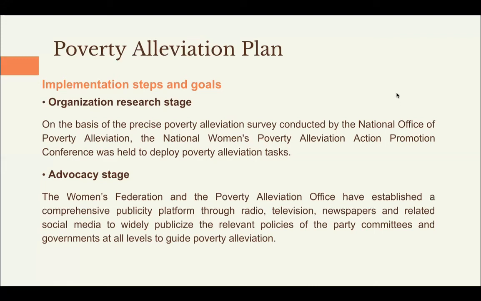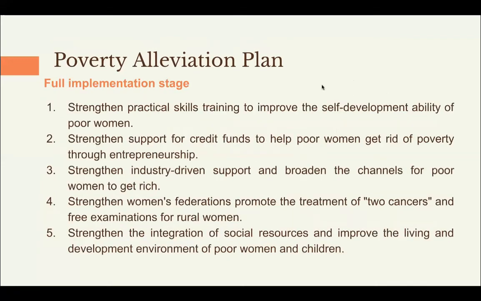The Women's Federation and the Poverty Alleviation Office have established a comprehensive publicity platform through radio, television, newspaper, and related social media to widely publicize the relevant policies and the party communities and governments at all levels to guide poverty alleviation. And this is the full implementation stage. Fully implement the poverty alleviation action for women, strengthen skill training for poor women, implement financial support, develop specialty industries, and carry out loving assistance to promote poverty women to get rid of poverty and become rich.